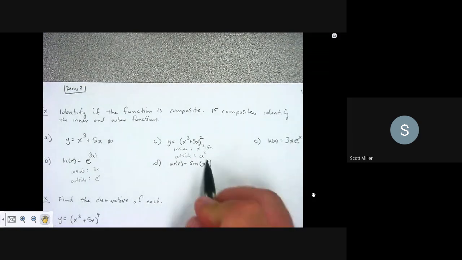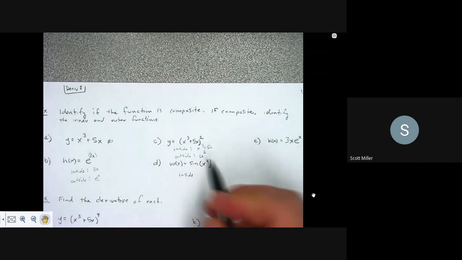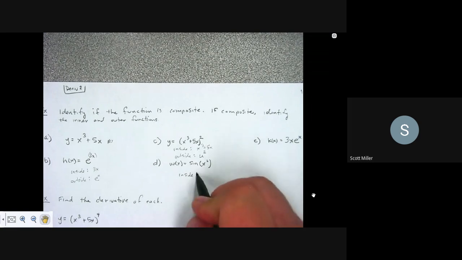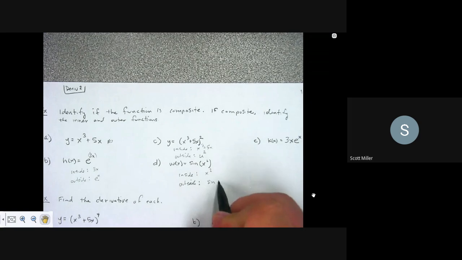Here, again, parentheses. All trig functions have the parentheses part, the argument part. If there's something other than a single x in there, then it is the inside function. Even the inside x is the inside, because the derivative of x is just 1. So the inside is going to be x squared, and the outside is the sine, and then the u.